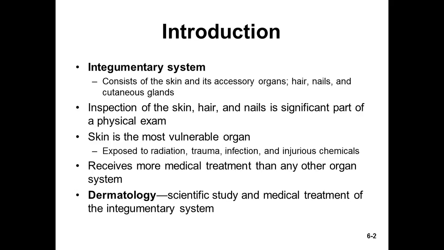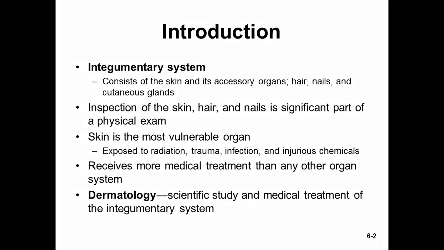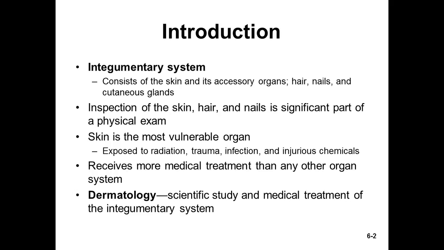Your accessory organs would be your hair, your nails, and your glands. Don't get that confused with the layers of your skin. Of course, it's the most vulnerable organ, as you can see. It's exposed to radiation, ultraviolet radiation, the sun, which can lead to skin cancer that we will talk about in this chapter.